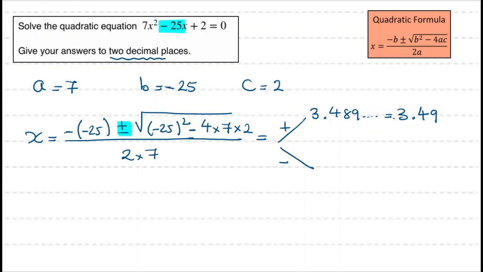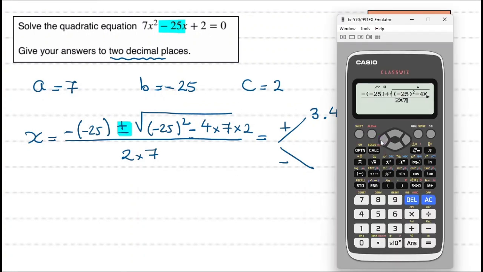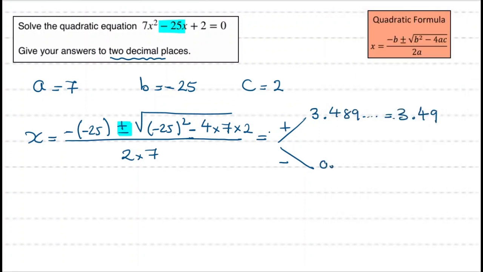Then on the calculator we just go back and then change plus into minus and then equal and then S to D, which gives us the second solution as 0.0818 ... and then rounded to 2 decimal places, it will give us 0.08.